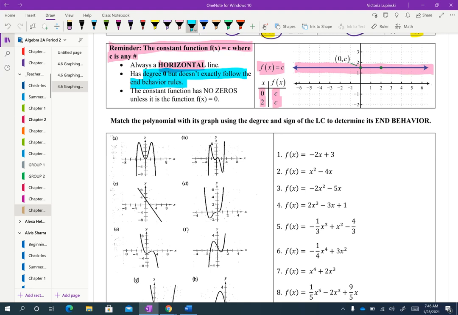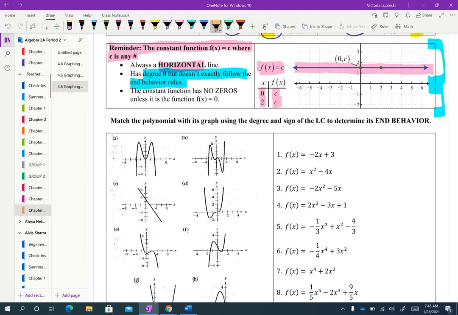What you can use to help you is if your constant is positive, you know you're always going to be above the x-axis. So y equals 1, 2, 3, 4, 5. Whereas if your constant function is negative, you always know that you're going to be below the x-axis. But technically, up, up and down, down don't work for the constant function.